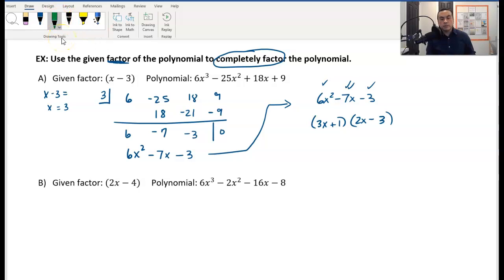My final answer is going to be, they wanted me to factor it completely, so the final answer is the following. This cubic polynomial with 4 terms is the same thing as the factor x minus 3 multiplied with the factor 3x plus 1 multiplied with the factor 2x minus 3. This is how we factor the expression completely.